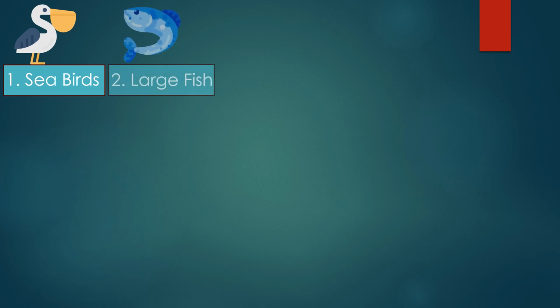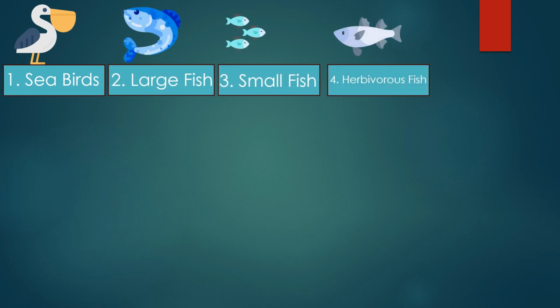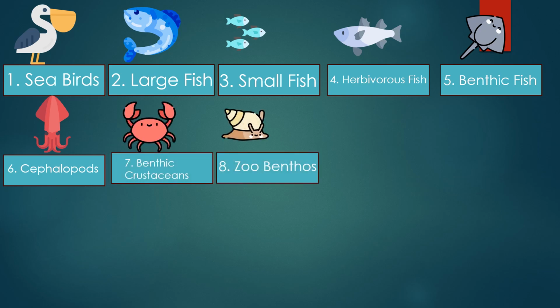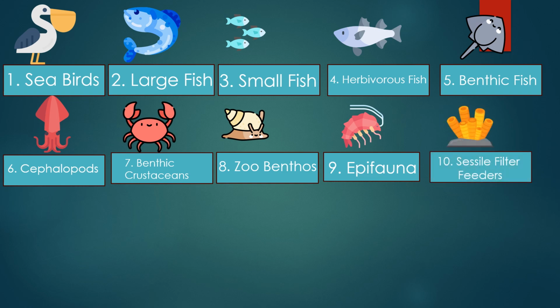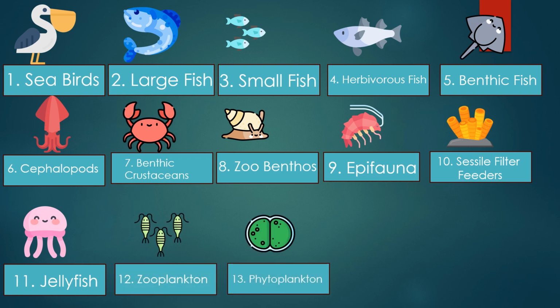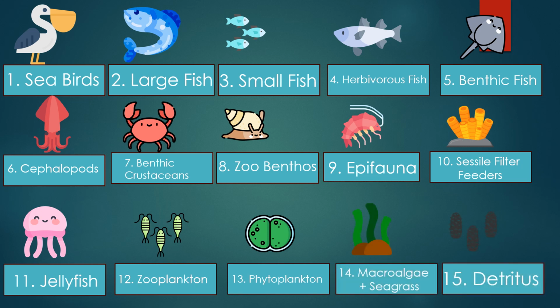In our model, we used 15 different ecotrophic groups. These included seabirds, large fish, small fish, herbivorous fish, benthic fish, cephalopods, benthic crustaceans, zoobenthos, such as snails and such, epifauna like this amphipod over here, sessile filter feeders like sponges, jellyfish, and zooplankton, and for primary producers, we used phytoplankton, macroalgae and seagrass in one group, and detritus as the third group.